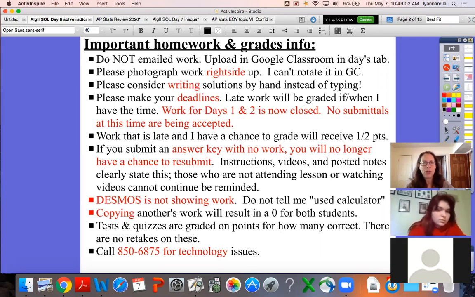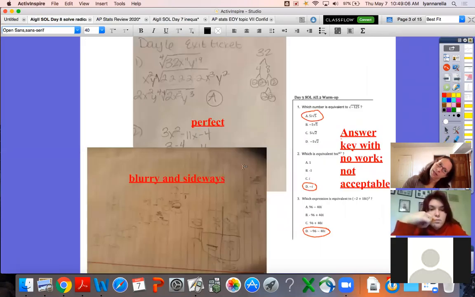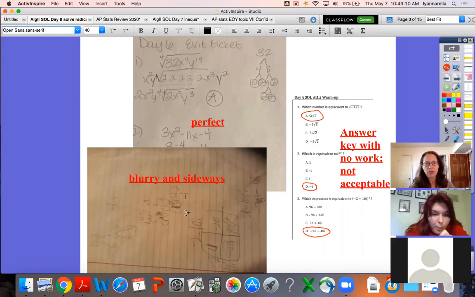But I want you guys to photograph your work right side up. If it's sideways, I grade it like this, and that hurts my neck. So I can't rotate it. Once it's in Google Classroom, it's stuck there. I'm not about to download it and flip it. That's just so much work for me.